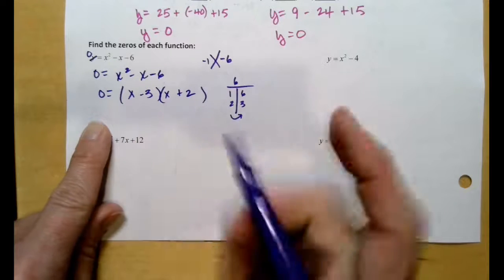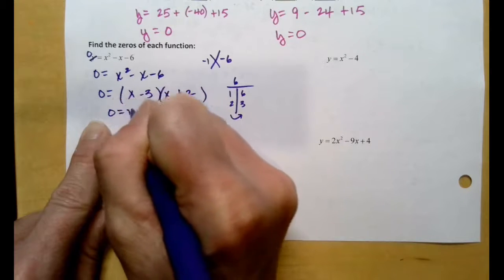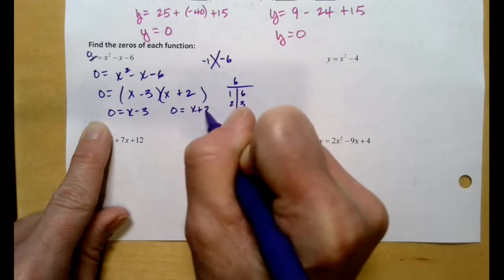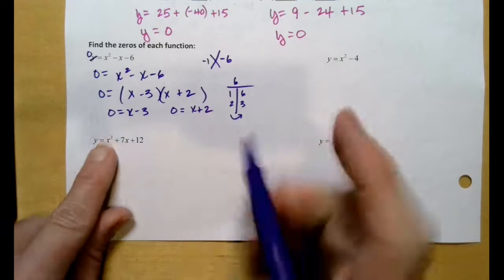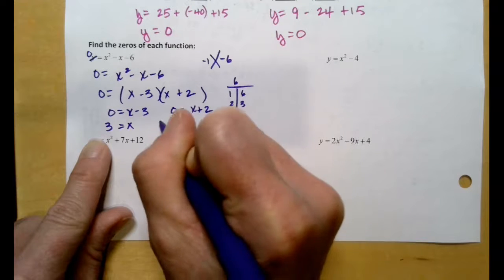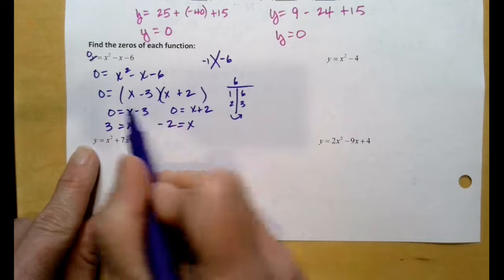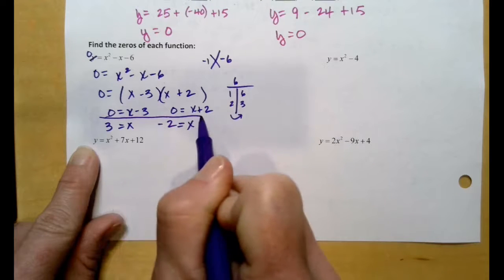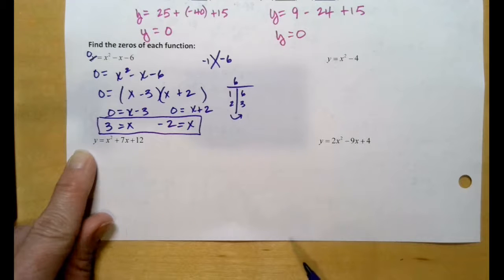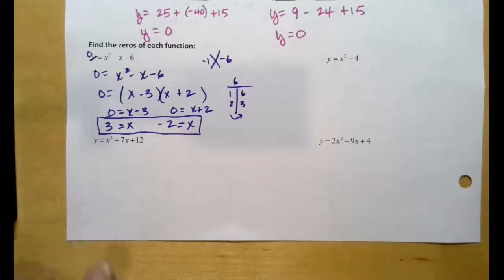I used to be finished here, but now I need to go one step further and split my equation and find each of these values for x. X can have a value of positive 3. X can have a value of negative 2. These are my answers, my roots, my zeros, my solutions. All right, let's do another.